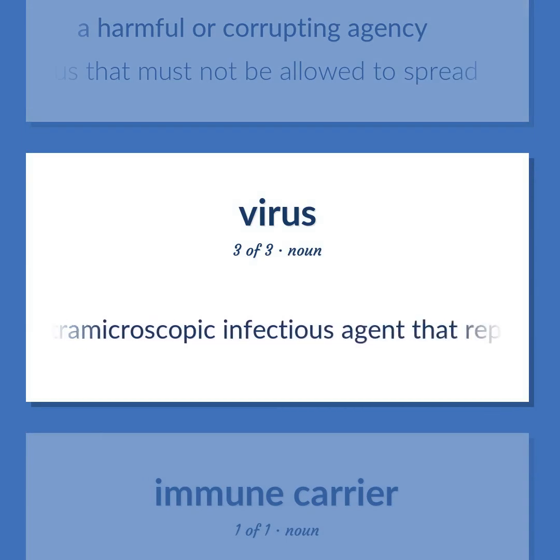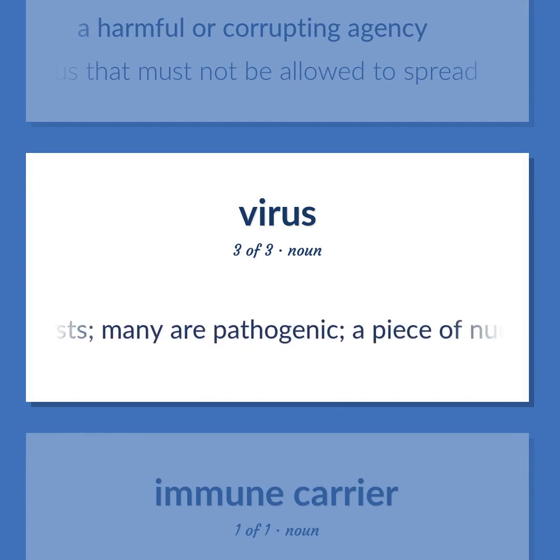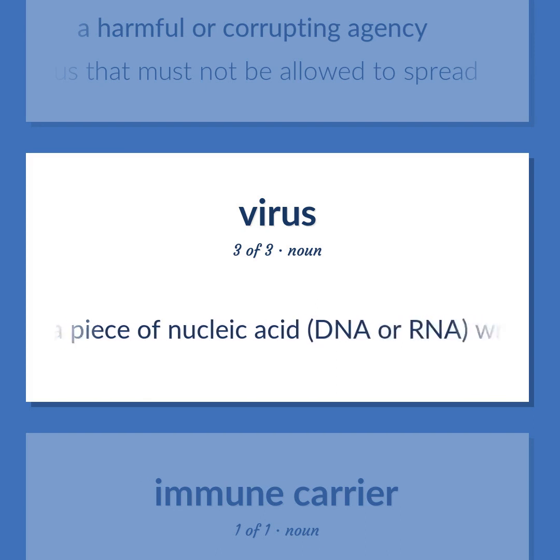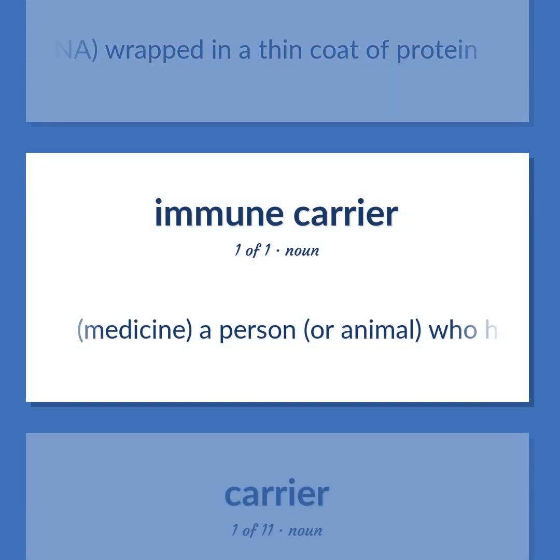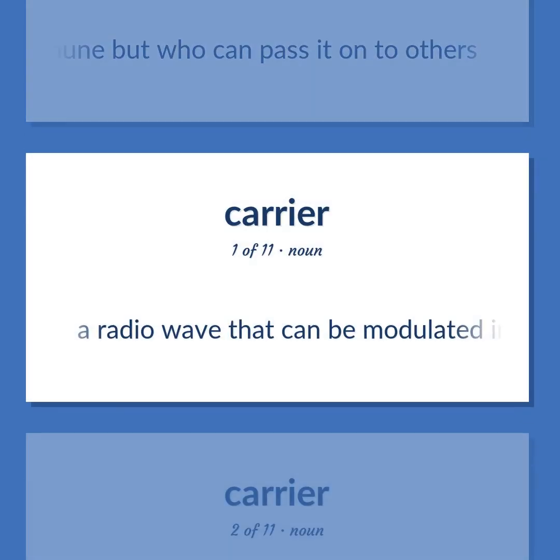Virology. Ultramicroscopic infectious agent that replicates itself only within cells of living hosts. Many are pathogenic. A piece of nucleic acid, DNA or RNA, wrapped in a thin coat of protein. Medicine. A person, or animal, who has some pathogen to which he is immune but who can pass it on to others. A radio wave that can be modulated in order to transmit a signal.